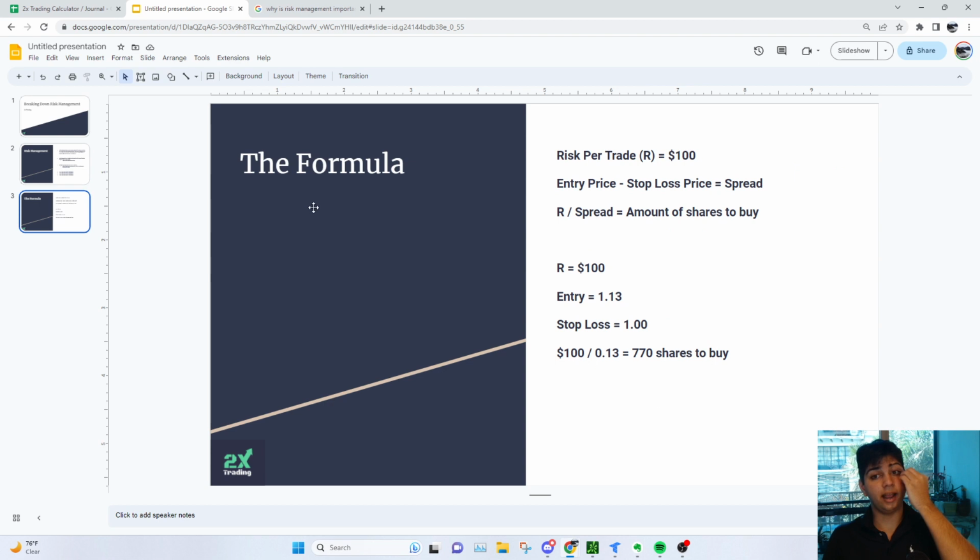Now, getting into the next part, what I meant by R, risk per trade. I'm calling it the formula because this is how I do the math on it, and it's how I'm using risk management in my trading. So to start off here, I have my risk per trade.